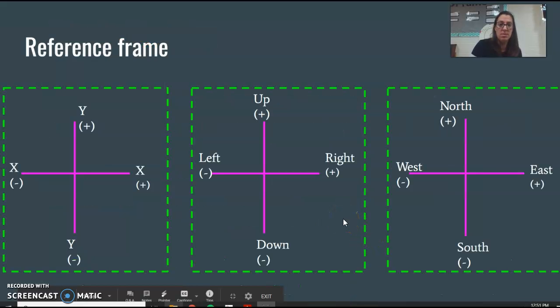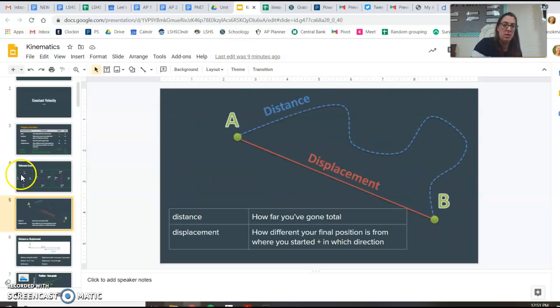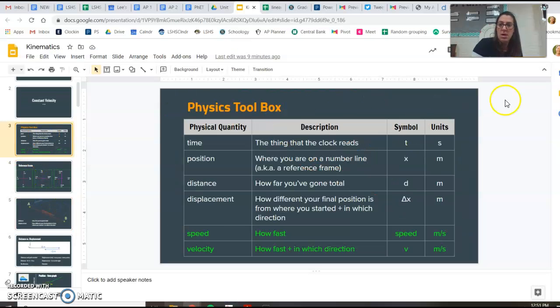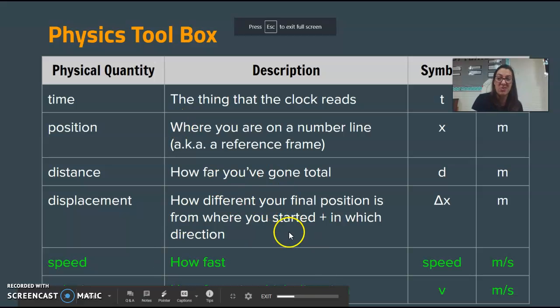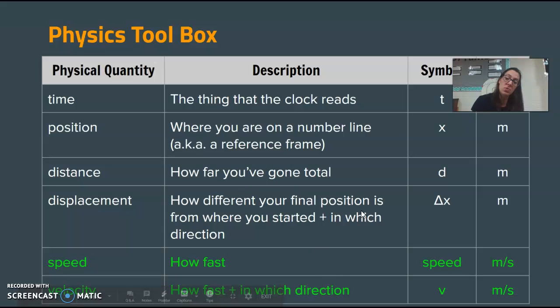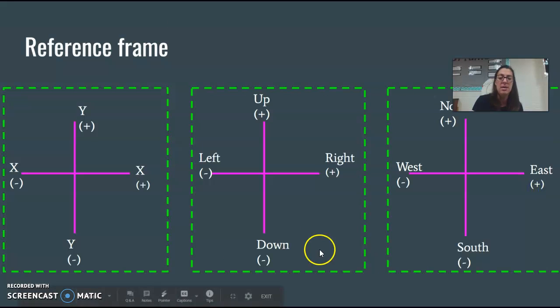Pause this and go back so that you can write all this down in your toolbox. But we have velocity, which is how fast we're going and in what direction. So in physics, we tend to add extra pieces of information that help us solve, and that comes in the direction piece. And so how do we indicate that?